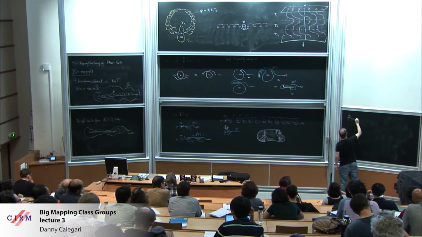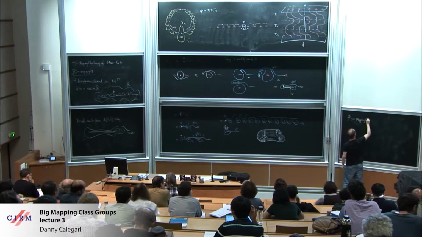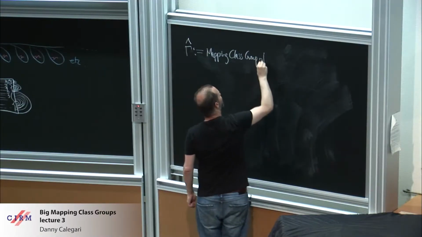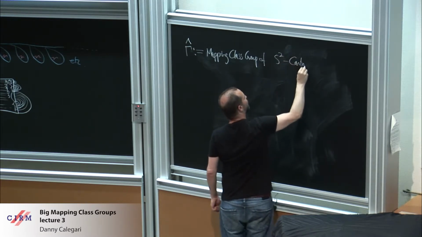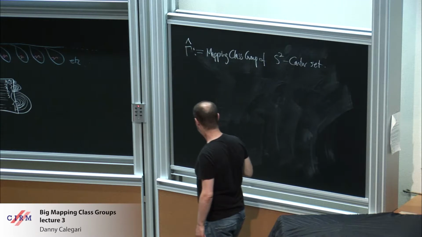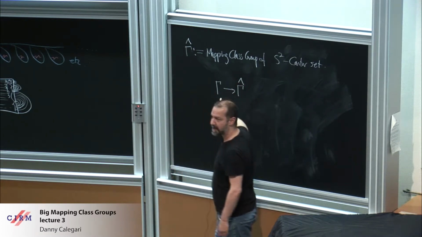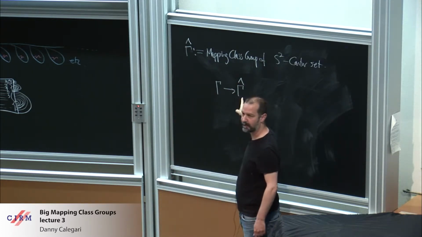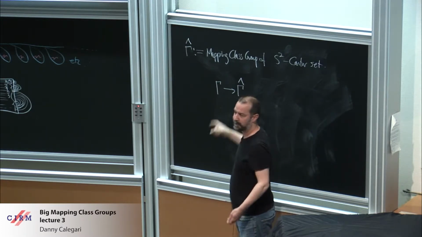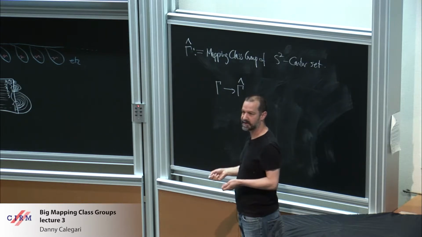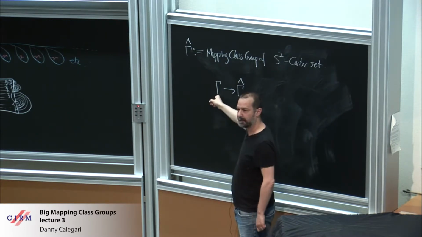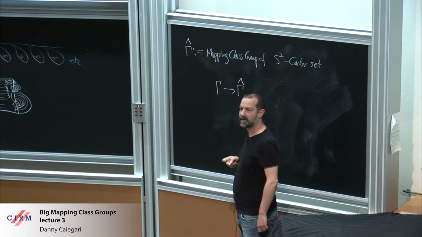Let's define this to be the mapping class group of the sphere minus, excuse me, a Cantor set. And then, of course, there's a surjective homomorphism from the mapping class group of the plane minus a Cantor set to the mapping class group of the sphere minus a Cantor set given by, well, the plane has one canonical end, which is isolated, namely infinity. Just fill that in with a point. Any homeomorphism of the plane minus a Cantor set canonically fills in over that point to give you a homeomorphism of the sphere minus a Cantor set. Mapping classes give you mapping classes, and so you have a nice surjective homomorphism.